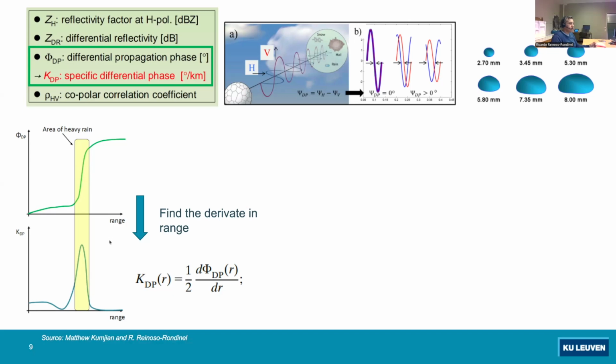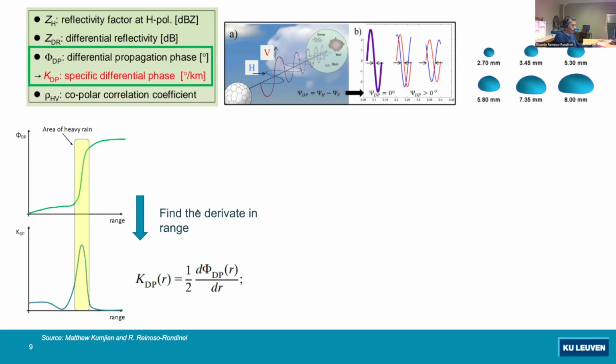So what we are actually interested in is the specific differential phase, which is the derivative of the differential phase in range. This is the equation that denotes KDP, so we just call it KDP, or specific differential phase. Because it's a derivative of the differential phase, its units are degrees per kilometer. Remember that the differential phase is given in degrees. So KDP will have units of degrees per kilometer, and it tells me how quickly the differential phase is growing, or accumulating, in range.